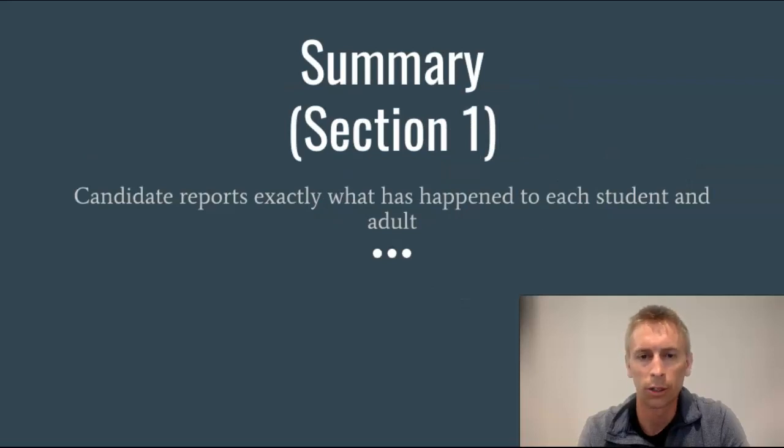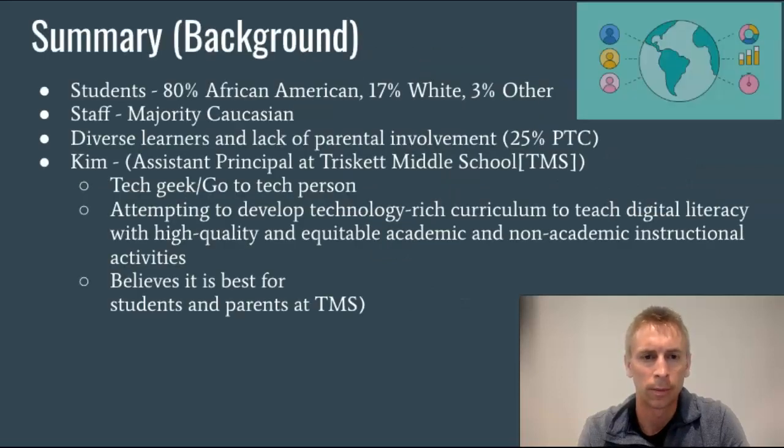And we'll start with a summary of the case study. This is Triscuit Middle School, and in this case study, we're putting ourselves in the place of Kim. She's an assistant principal. The school is about 80% African American, 17% white, and 3% other. Staff is majority Caucasian, so not a representation of the student population.